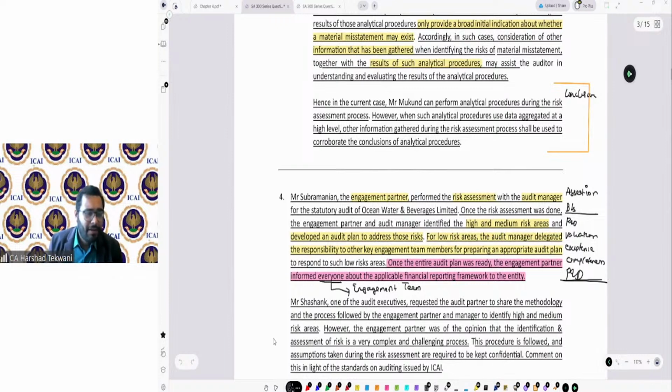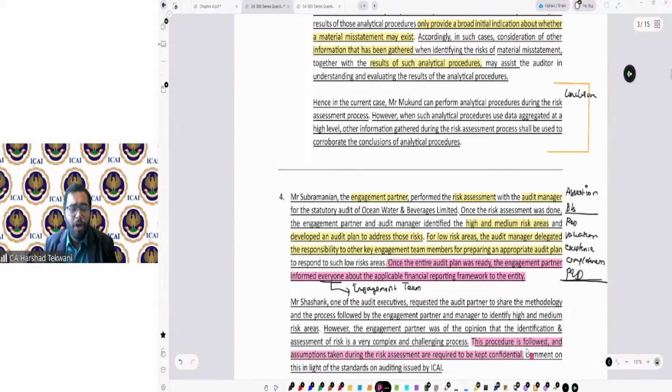Then subsequently, Mr. Shashank, one of the audit executives, requested the audit partner to share the methodology and process followed by the engagement partner and manager to identify high and medium risk areas. The engagement partner was of the opinion that the identification is a very complex and challenging process. The procedure followed and assumptions taken during the risk assessment are required to be kept confidential. Now, this is something I feel is an issue.